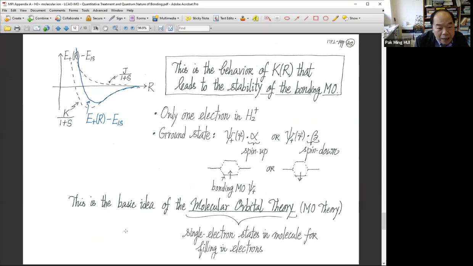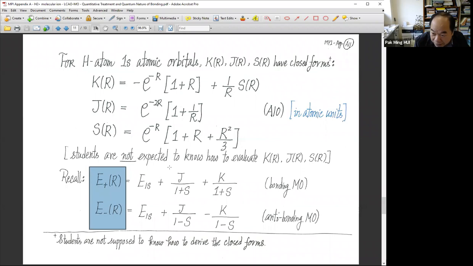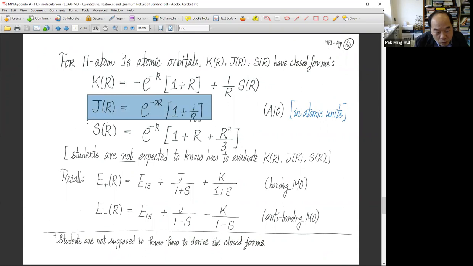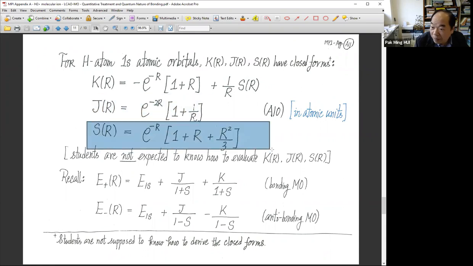So here I draw 3 curves. What I draw is the following. I'm trying to draw the bonding one only. So this is a constant, I don't care, minus 13.6 or half H3. I have a J term, so I can use J over 1 plus S. Of course, you can do it with something like Mathematica plot, and then it all comes out. So let's see the second term.